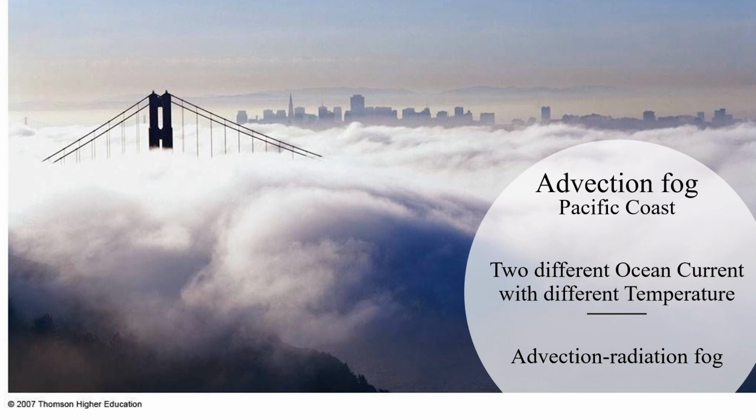So keep in mind that advection fog forms when wind blows moist air over a cooler surface, whereas radiation fog forms under relatively calm conditions.